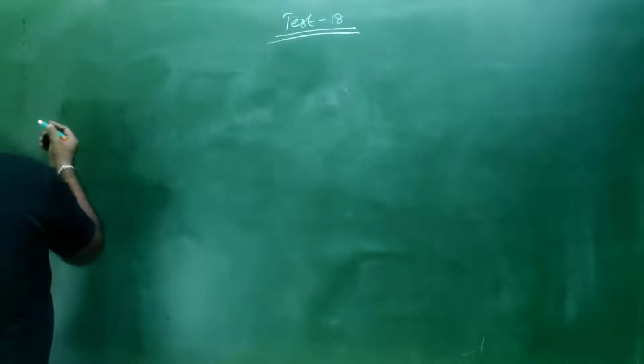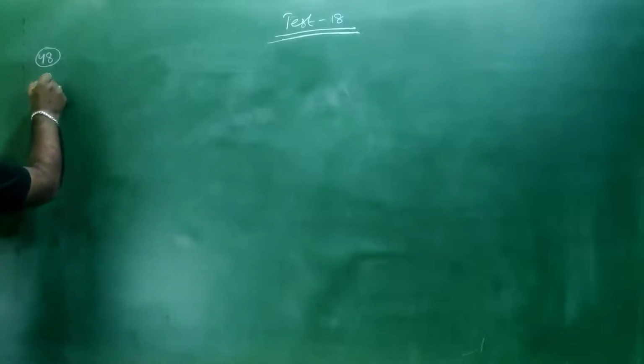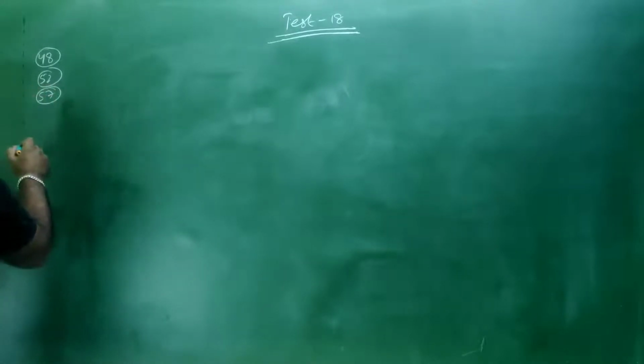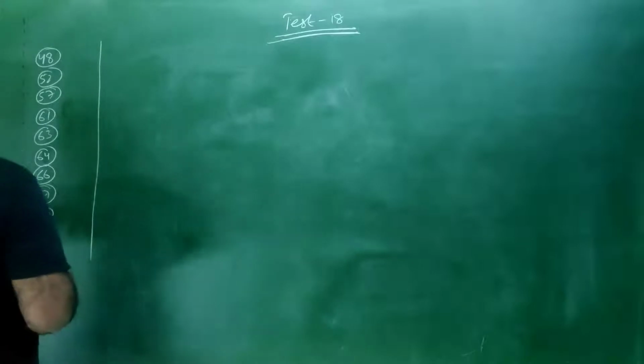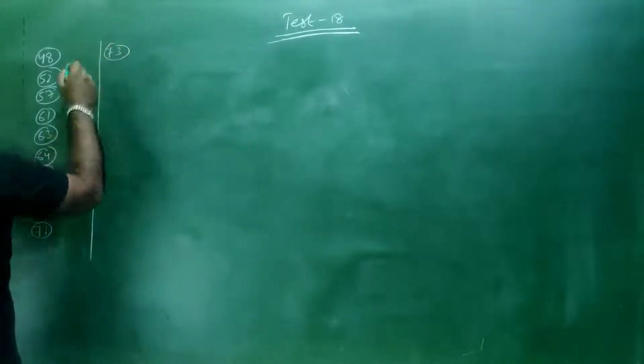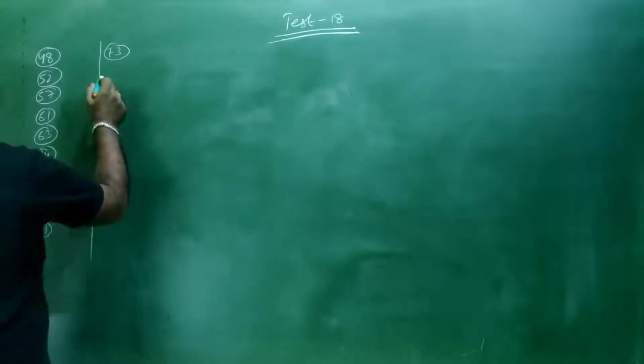Your doubt numbers in test number 18 are 48, 52, 57, 61, 63, 64, 66, 67, 70, 71, and 73. You have asked a lot of doubts.